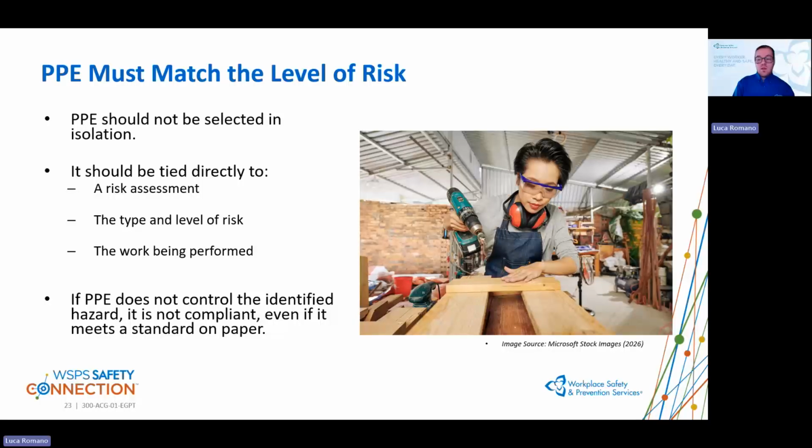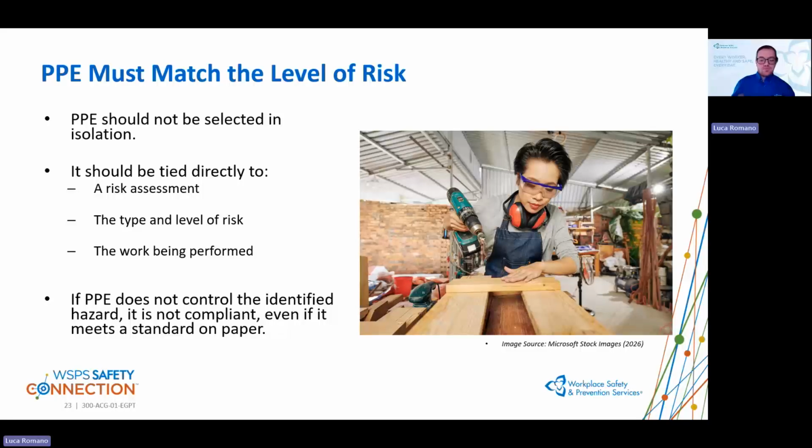A simple example, let's say you were in a workplace that's like an office environment. If we did a risk assessment and we didn't need to wear respirators, then we shouldn't be sourcing those if we don't need them. Likewise, if we were in a different situation where we're in a chemical manufacturing environment, and let's say during an emergency situation we need respirators, then obviously, based on the level of risk, we would make sure that we have suitable respirators that are used in that type of scenario. At the end of the day, if personal protective equipment doesn't control the identified hazard, it won't be compliant, even if it meets a standard on paper.